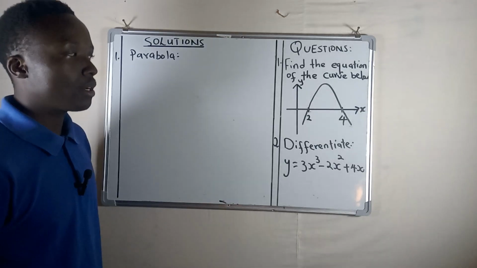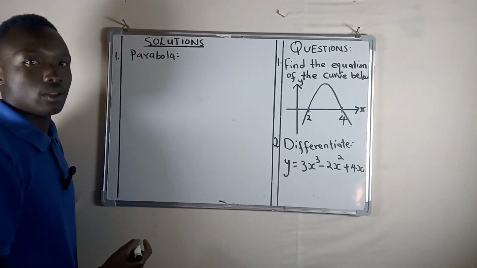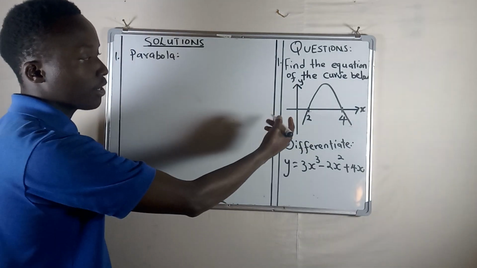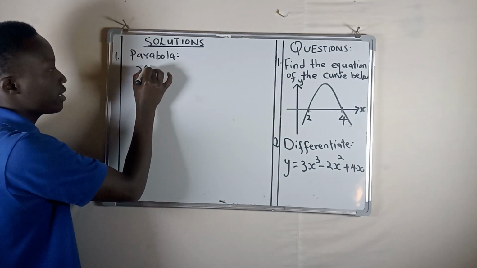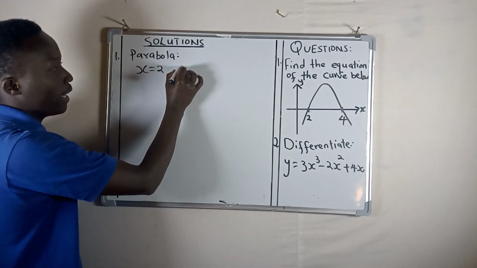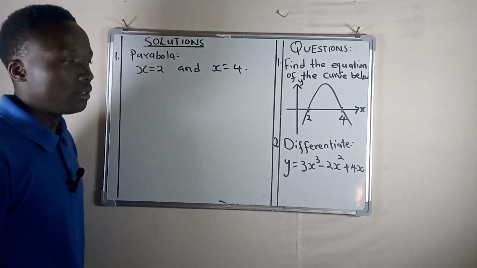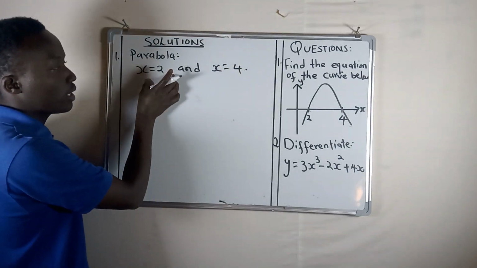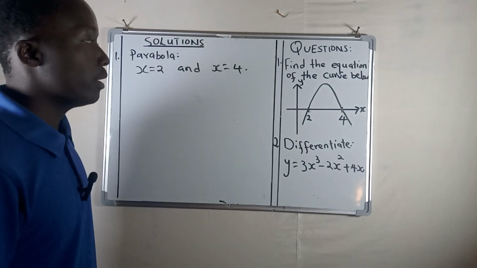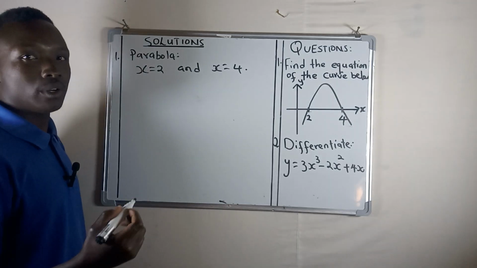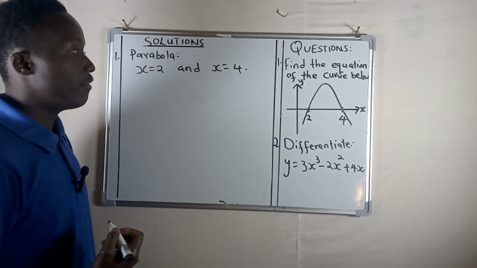For us to determine the equation, we are going to take the roots. We call these the roots or the solutions of our function on the x-axis. The first root of x is 2, and the second root of x is 4. Having the two values of x, we are going to determine the equation of the curve in terms of y.